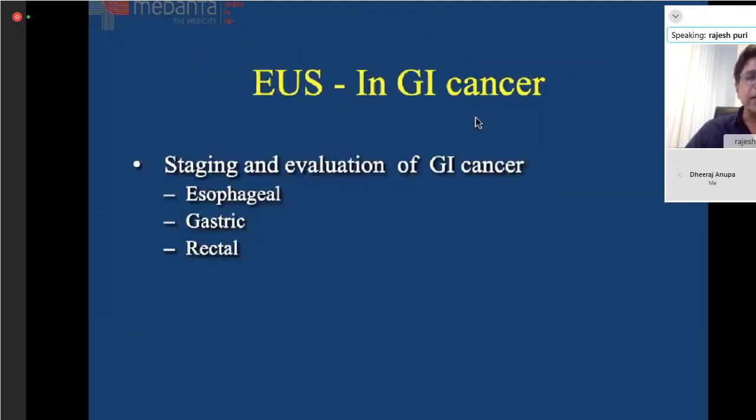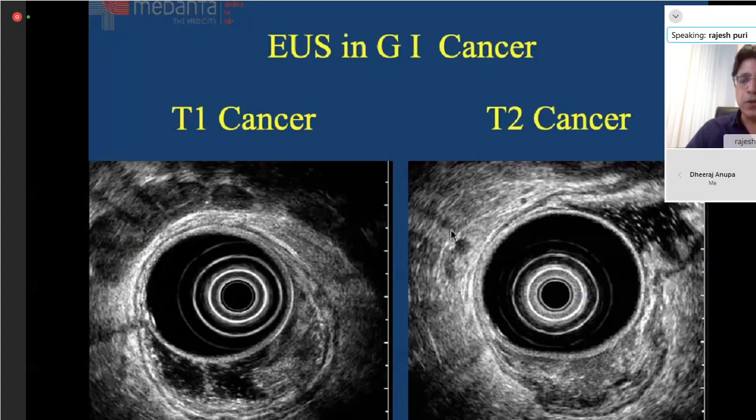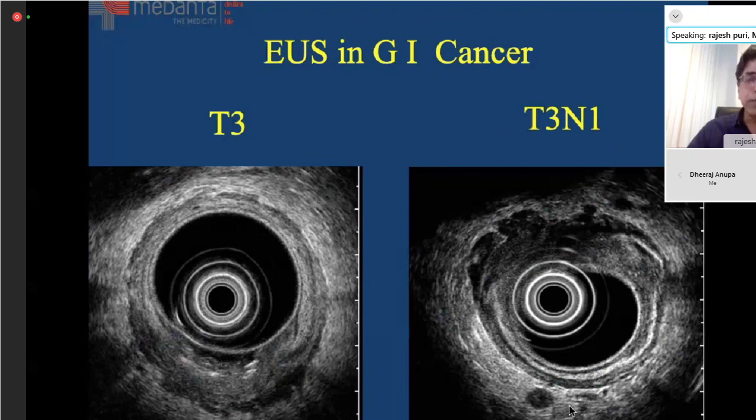Last 2 slides. In staging of GI cancer, esophageal, gastric, and rectal cancer, EUS is the investigation of choice for T staging. Limited to the muscularis mucosa, not gone beyond submucosa, it is T1. Gone beyond submucosa into the muscularis propria is T2. Going up to the adventitia is T3. Going up to the adventitia with lymph node is T3N1.